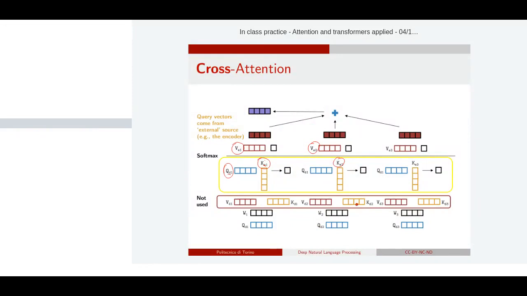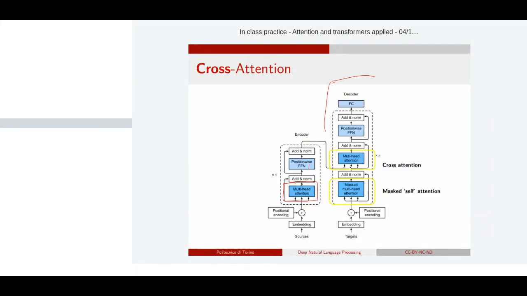Why do we generate them? The question in the class was why we generate the value and key vectors if we don't use them. We actually don't use them in this part because the decoder layer is composed of cross attention, the one I presented now, but we also have a self-attention layer. Actually, this is a masked self-attention. We'll see what the difference is.